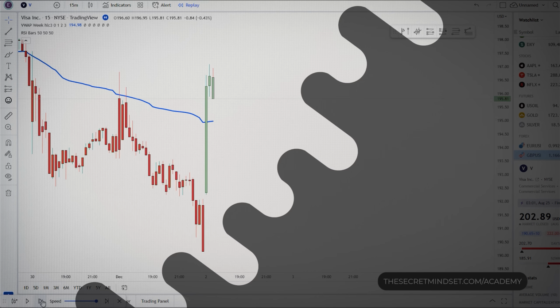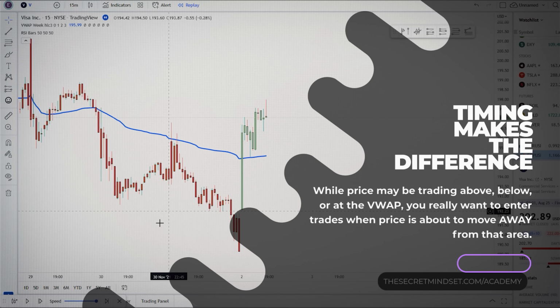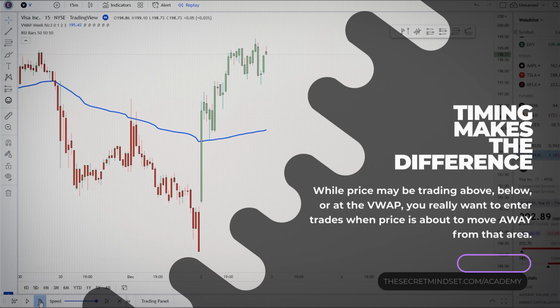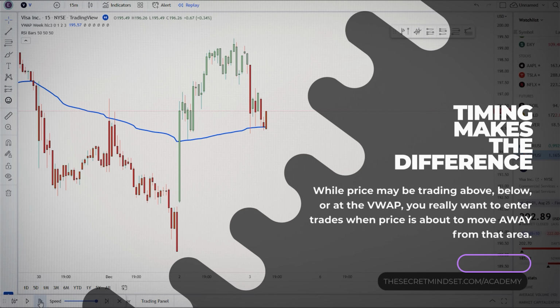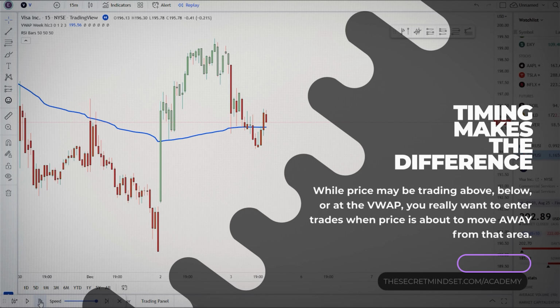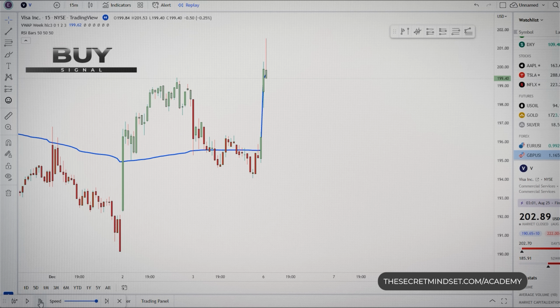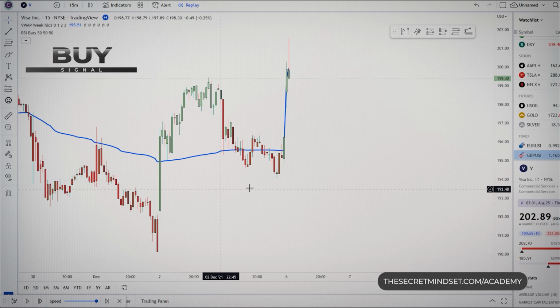Timing is everything in day trading and scalping. While prices may be trading above, below, or at the VWAP, you really want to enter trades when price is about to move away from that area. When it comes to a weekly VWAP breakout buy signal, price moves above the VWAP.